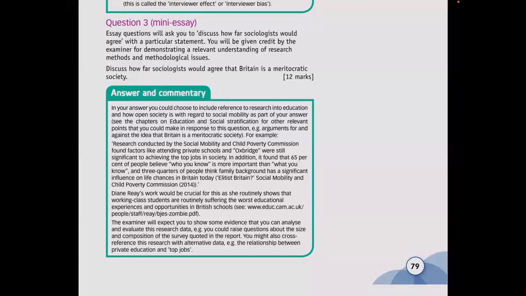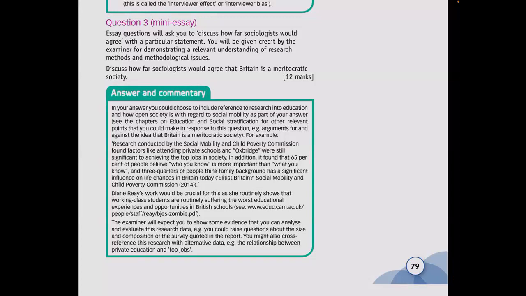Why? Because your 12 marker will always require you to know the information in this chapter. So over here, they're talking about discuss how far sociologists will agree that Britain is a meritocratic society. Now, you have to say, yes, Britain is a meritocratic society, at least 3 pointers of that or 2 pointers of that. And then, no, Britain is not a meritocratic society. So yes or no for that as well. And then once you are done giving both sides, then you will basically present your point of view, your opinion, which is going to be your conclusion.